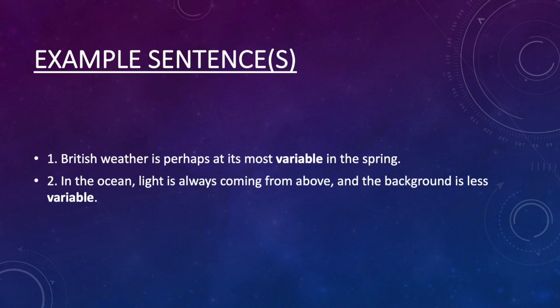Here are some example sentences of the word variable. Number 1. British weather is perhaps at its most variable in the spring. Number 2. In the ocean, light is always coming from above and the background is less variable.